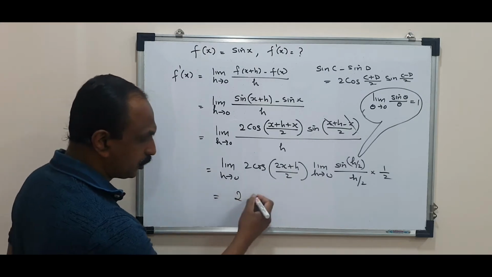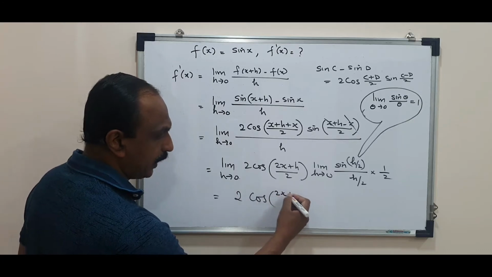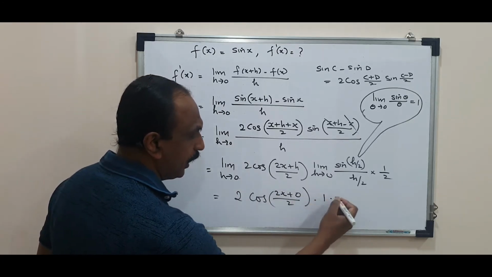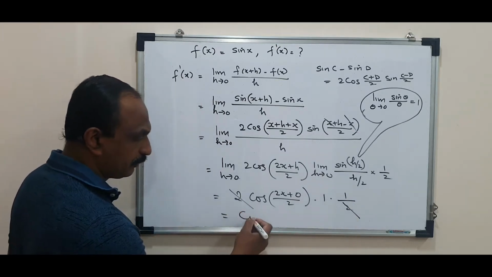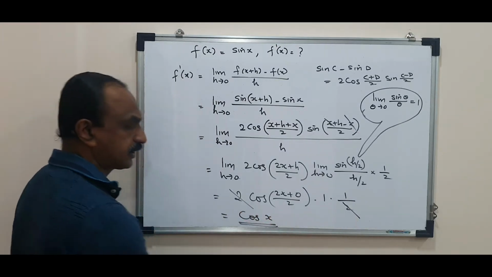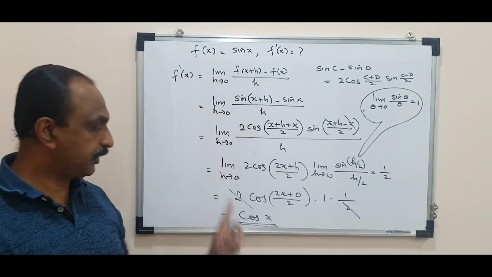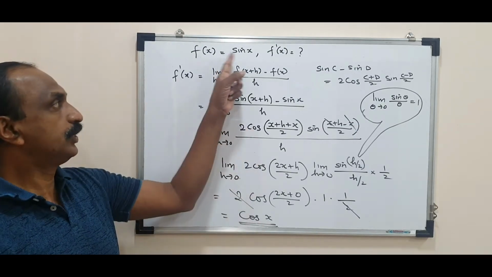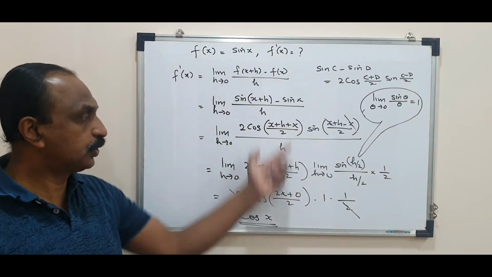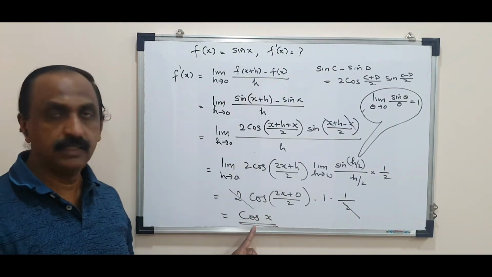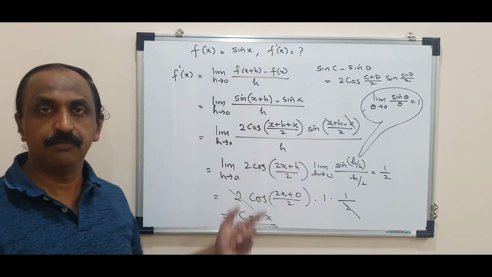So when you apply the limit, in 2 cos, h is substituted directly by 0. So 2x plus 0 by 2 into 1 into 1 by 2. This 2 and this 2 get cancelled. So the derivative of sin x becomes cos x. So we have learned that if the function is sin x, its derivative is nothing but cos x. So from now onwards, whenever a function with sine comes, you don't have to do this whole process. We can directly say the derivative of sin x is cos x. So this is the first formula of trigonometry: derivative of sin x is cos x.